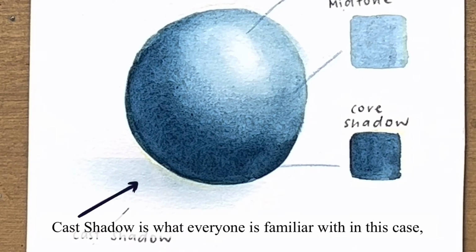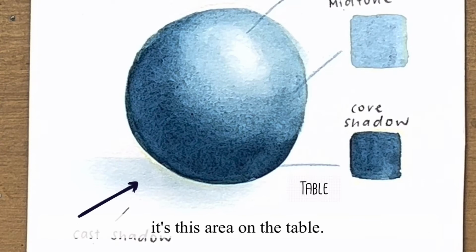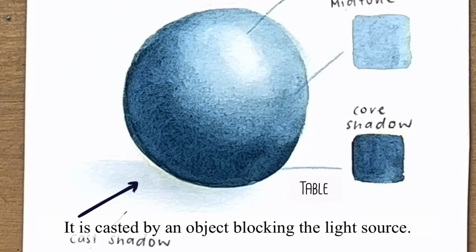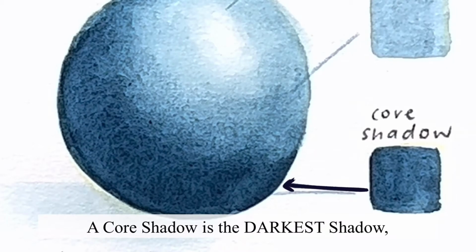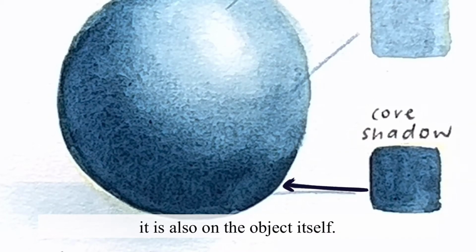Cast shadow is what everyone is familiar with. In this case, it is the area on the table. It is casted by an object blocking the light source. A core shadow is the darkest shadow. It is also on the object itself.